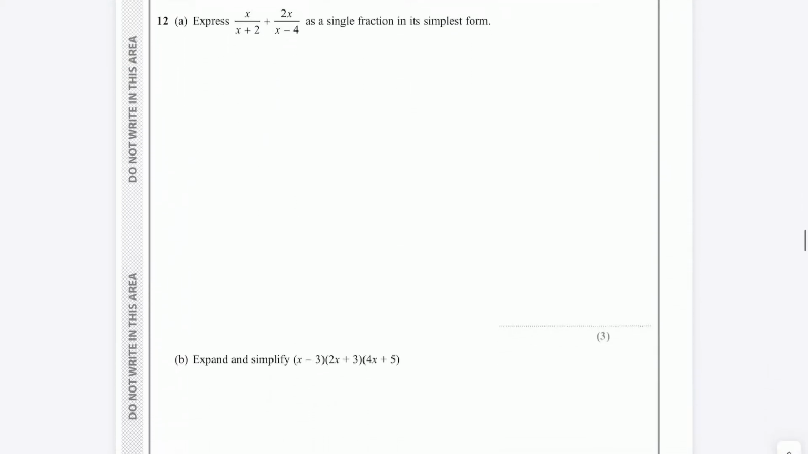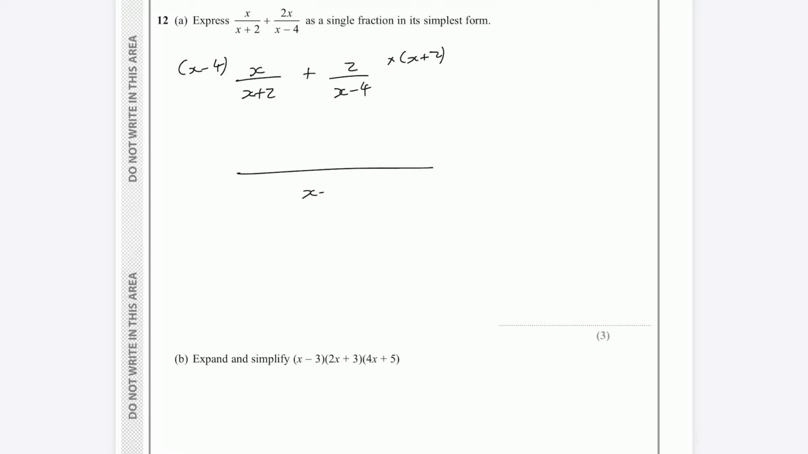So for question 12, it's asking us to express the following fraction as a single fraction in its simplest form. So the first thing we're going to do is make the denominators the same. So if I just write this out, we have x over x plus 2 over x minus 4. So times the top and bottom of this side by x plus 2, times the top and bottom of this side by x minus 4. So essentially the denominators now become x minus 4 and x plus 2. So the denominators are now the same.